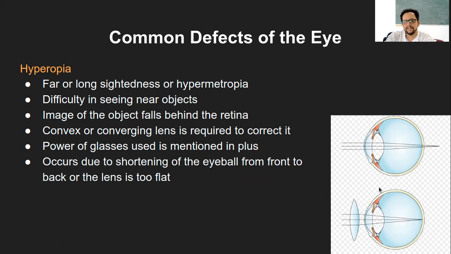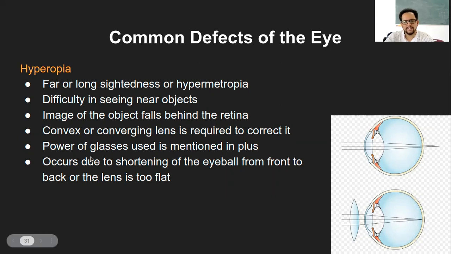So the obvious reason for this is too much elongation of the lens. That can happen due to high pressure. That can also happen due to too much stretching of the ciliary muscles and so on. So a convex or converging lens is used to correct it. It will first converge, and it will be further converged by the lens and cornea structure, so that the focal point is right on the retina.